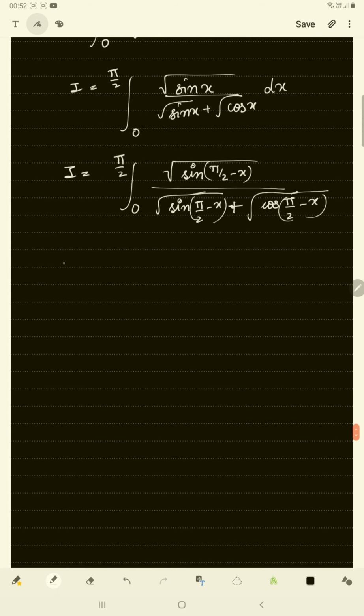So adding both of them, we get 2i is equals to the integral from 0 to pi by 2. Now we're just gonna add these things up. So under root sin x plus this term in the numerator. Actually sin 90 minus theta is cos theta. So applying this, we have cos of x upon. Now if you consider this, we get sin pi by 2 minus x, which is equals to cos x, and this is equal to sin x.